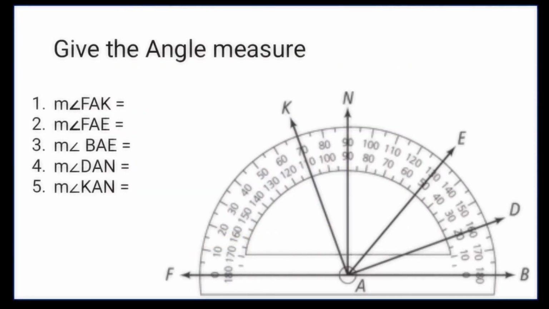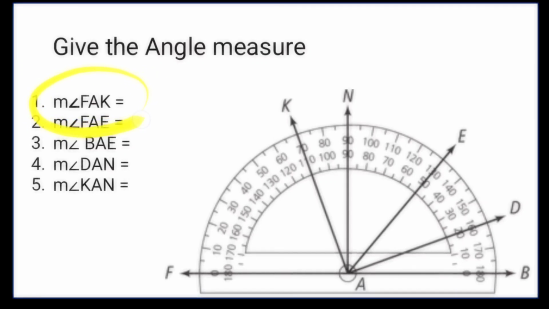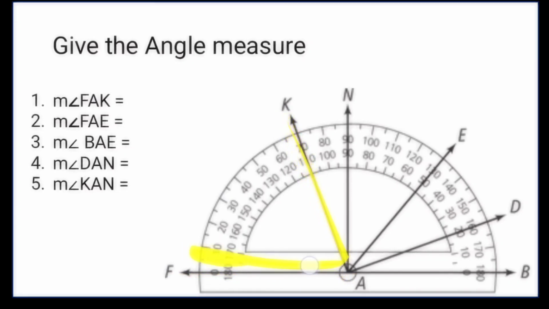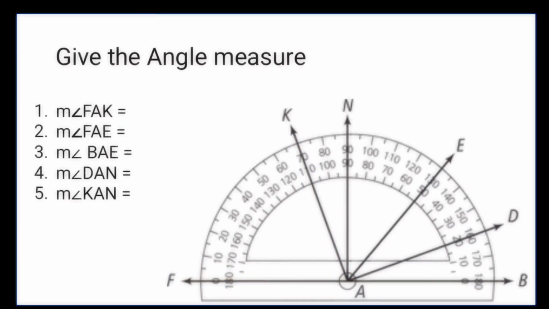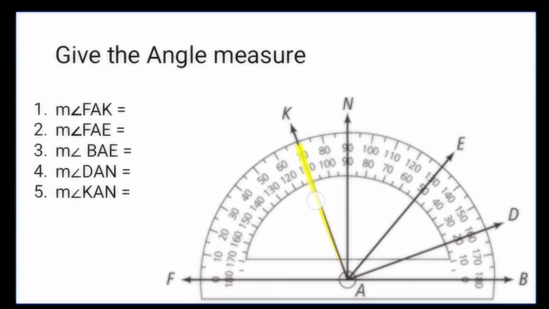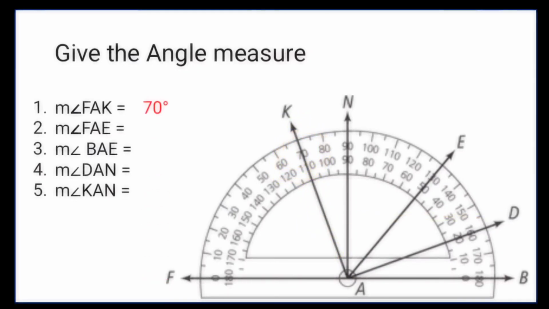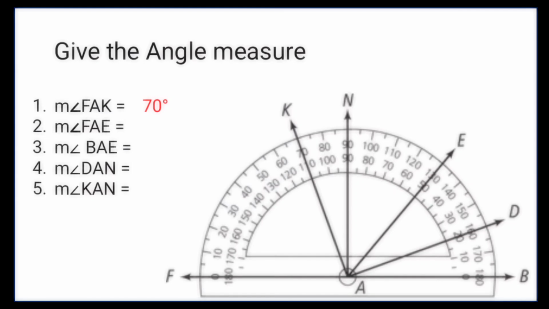Now, given the following angle, let's give their angle measure. As you can see, measure of angle FAK. So let's take a look. FAK here. So it is the base, and as you can see, the 0 marking is at the outer scale. Therefore, here we will look at the outer scale, which is 70. So in this case, we can say that number 1, measure of angle FAK, is 70 degrees.